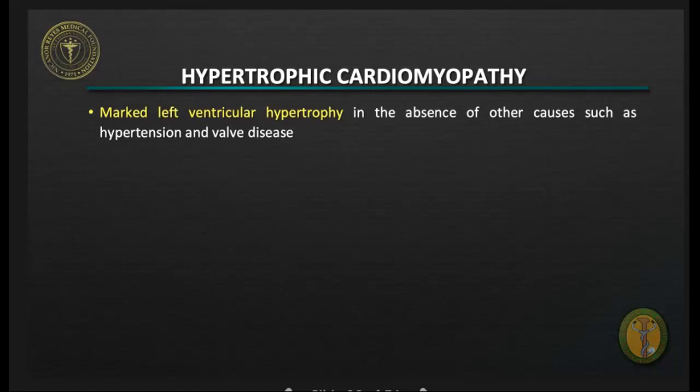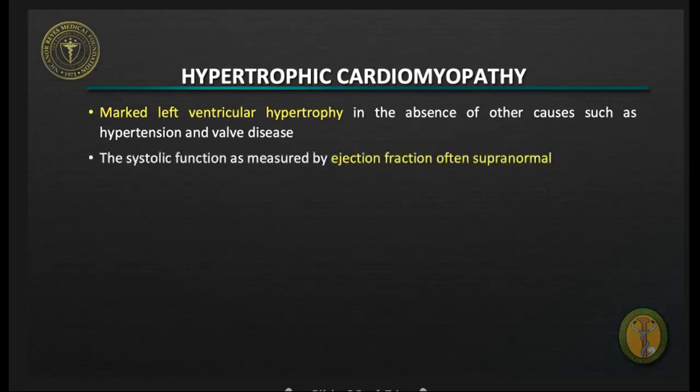This disorder is caused by a mutation in cardiac sarcomere protein genes, and more than 80% of the mutations are in the beta-myosin heavy chain, cardiac myosin binding protein C, or cardiac troponin T. It is characterized by marked left ventricular hypertrophy in the absence of other causes such as hypertension and valvular heart disease. The systolic function, as measured by 2D echo, shows an ejection fraction that is often supranormal.